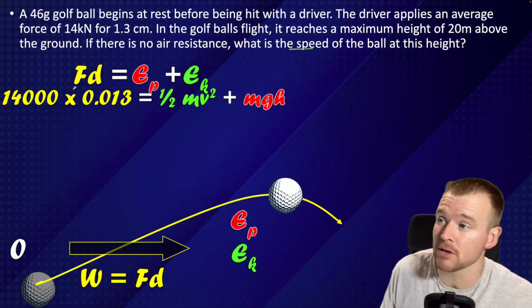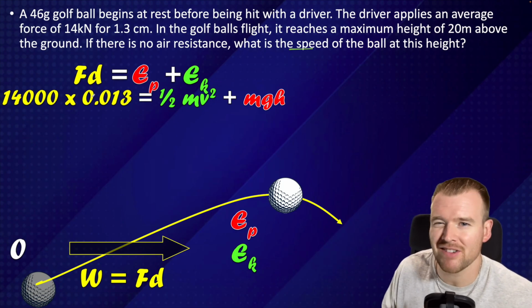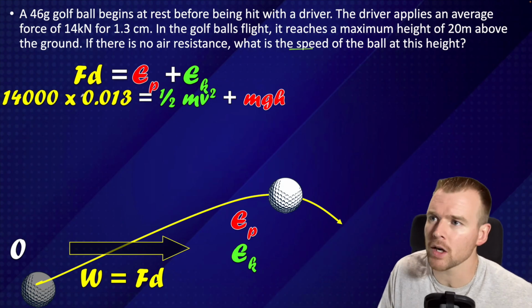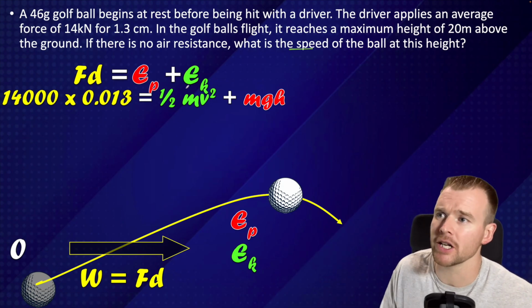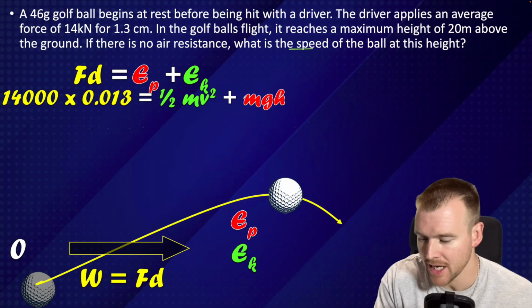I can actually fill in the numbers for work. So I have 14,000 times 0.013. I have to have it in newtons and meters here to get my amount of joules for work. And I kind of flipped the order here, but in green, the kinetic energy, half mv squared, and in red, potential energy, the mgh. Let's simplify this a bit.